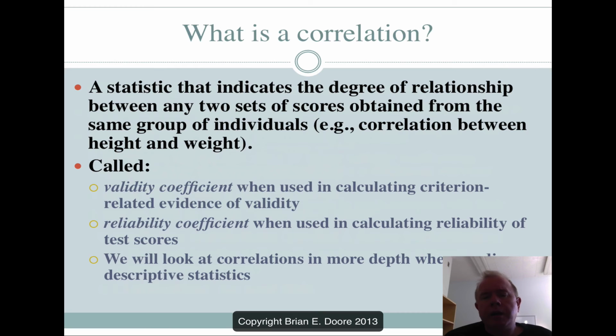A reliability coefficient, however, is used when calculating the reliability of test scores. So how high did someone score on the first test versus how high did they score on the second test? We'll look at correlations more in depth when we discuss descriptive statistics, and I have a whole piece in the online course on correlations. So if you're not sure about how positive and negative correlations work, this is a good time to take a look at that and make sure that you understand that before you get too far into the validity and reliability discussion.